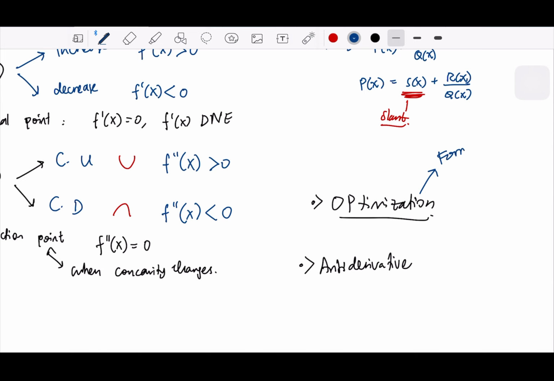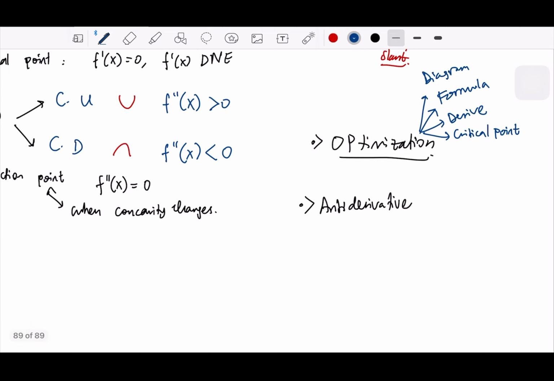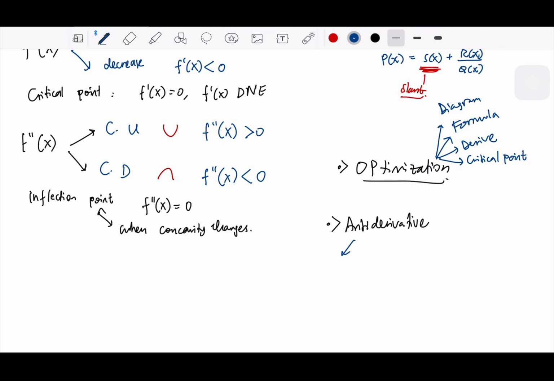We have the formula: derive, find critical point. Okay, we start with the diagram, formula, derive, and find the critical point. For antiderivative, at least you know the relations between the original function f and its derivative. And then it's better if you can imagine this in terms of how the graphs look like.